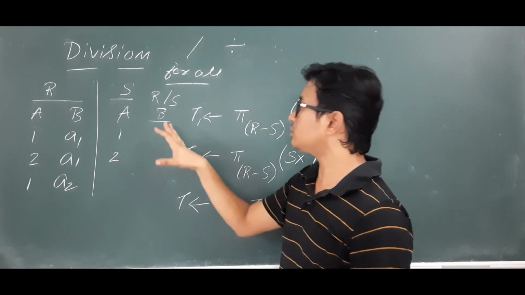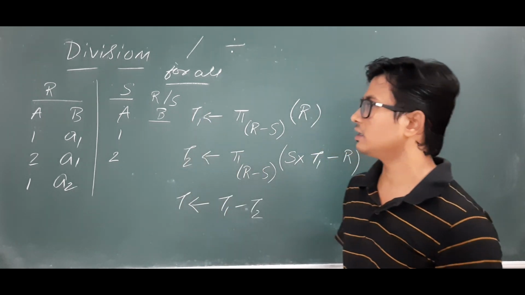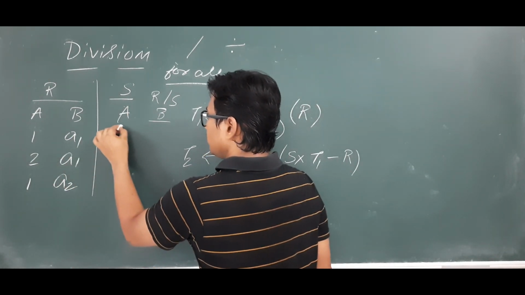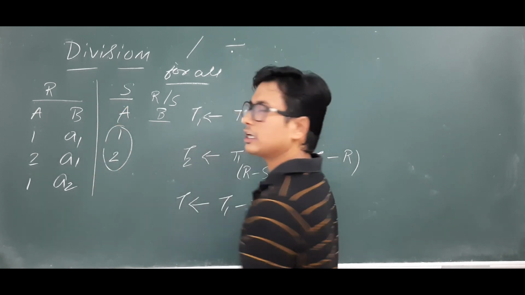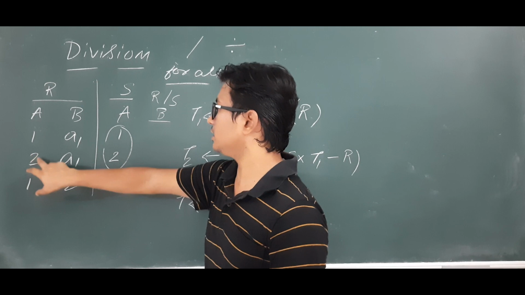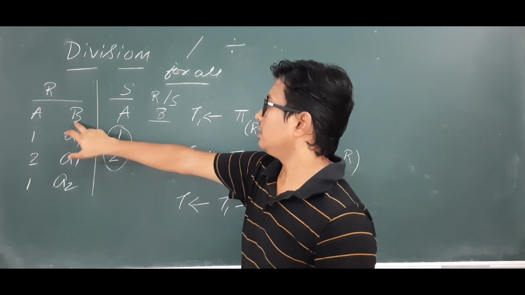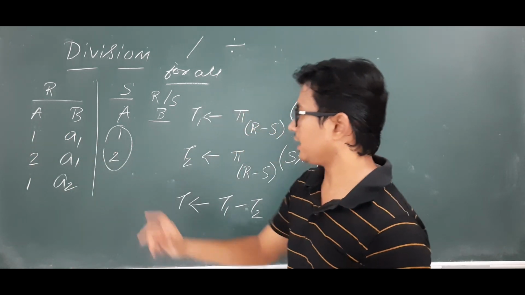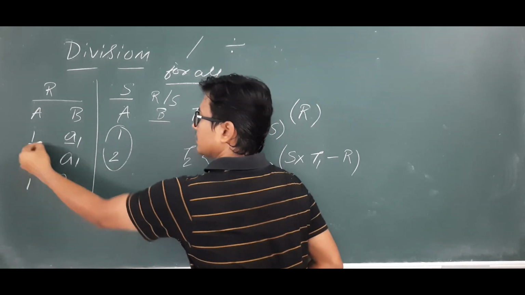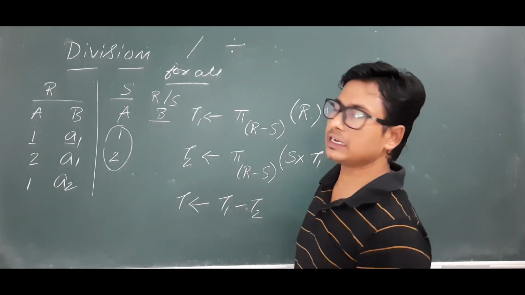Now what tuples will you get? You may say, sir, you have told us the attributes, but what about the tuples? Listen to this. In relation S, you have the values 1 and 2 for attribute A. Now find where the values 1 and 2 occur in attribute A of R. That means for a value of B, you should have both the value 1 and 2. If A1 is having 1 and A1 also has 2, then only can we consider A1 in the output.